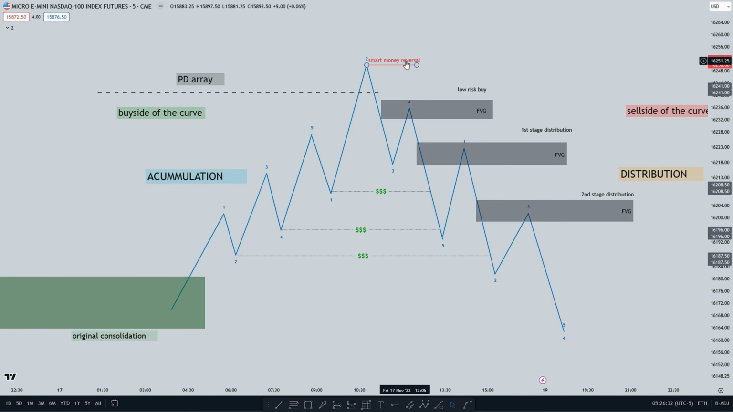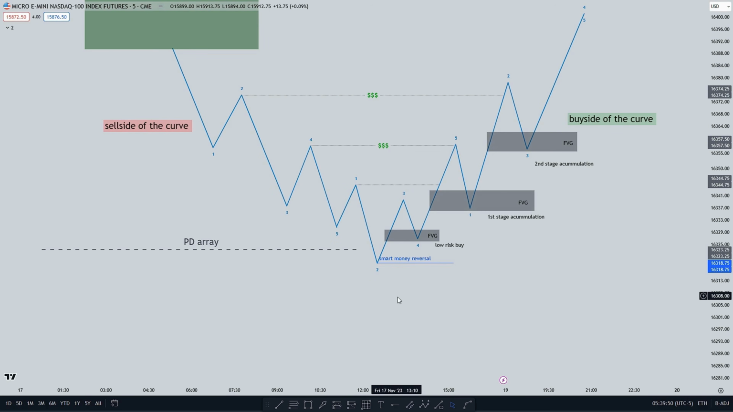It's always important to notice the fair value gaps we form in the market maker sell model, because they can always be used as first stage distribution or second stage distribution. And you also always want to see a reaction off of those fair value gaps.